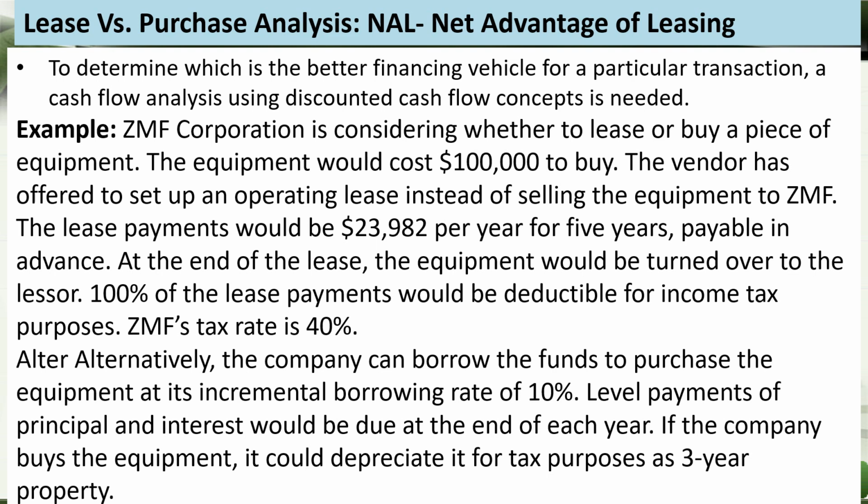Alternatively, the company can borrow the funds to purchase the equipment at its incremental borrowing rate of 10%. So from the outside market, they can obtain funds. The payments of principal and interest would be due at the end of each year if the company buys the equipment, and it could depreciate it for tax purposes as 3-year property. On one side we take the operating lease, paying $23,982 every year, and at the end it goes back. Or alternatively, we can source finance at the borrowing rate of 10%. There will be a payment schedule, but we can also have a tax benefit by depreciating the asset, and we will see that.